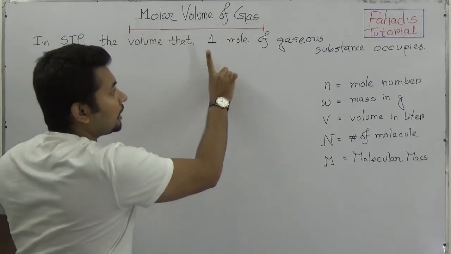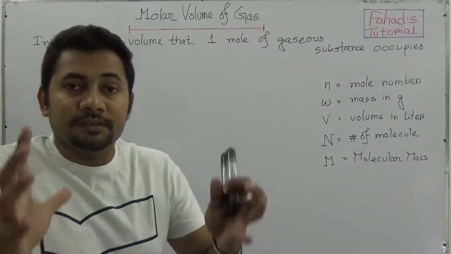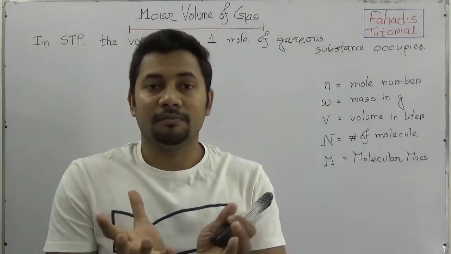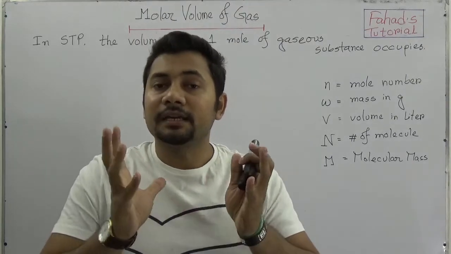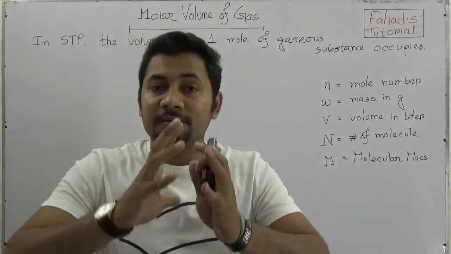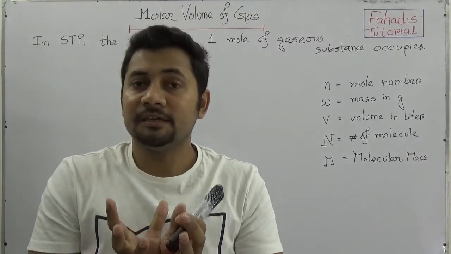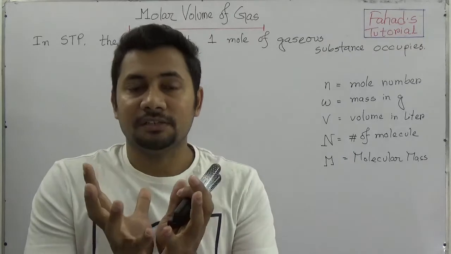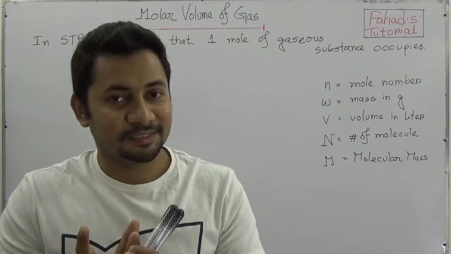So if this temperature and pressure are fixed, the volume that 1 mole of gaseous substance occupies is called the molar volume. As it is a gaseous substance, the amount of space or volume that any gas occupies in STP is called the molar volume, and this molar volume is fixed.